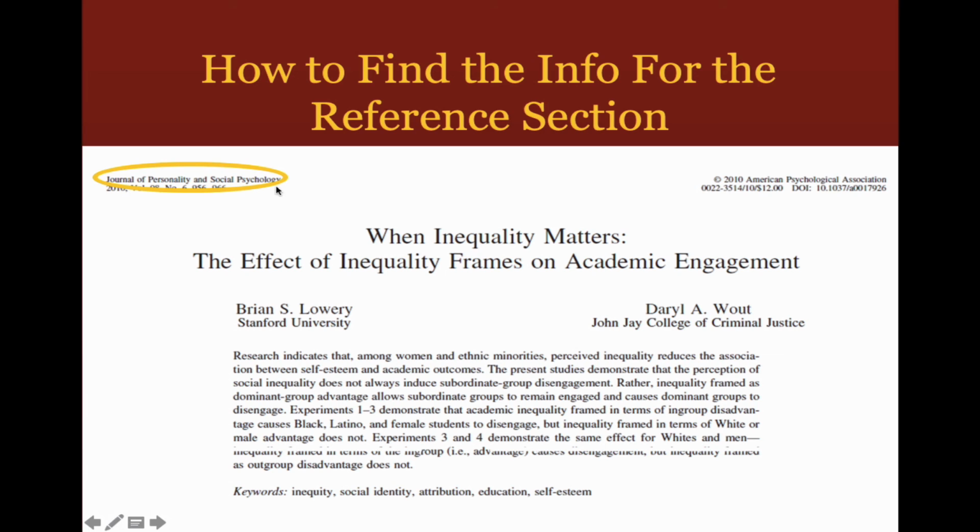The journal here, again, remember that journal needs to be italicized. The volume number also has to be italicized. You do not need to include VOL, just the number itself in italics. The page number, and then you have the DOI number. And that's it.